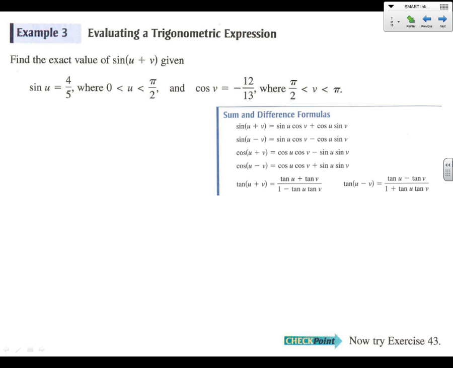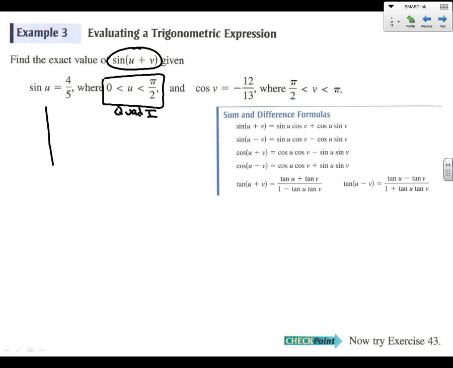All right, example 3. So now, in example 3, we're going to try to find the sine of angles u plus v, but we're not actually going to be given those angles. We're just going to know things about them. So we're going to be told that the sine of u is 4 over 5, and we're going to be in quadrant 1. That's what this is saying. We're between 0 and 90 degrees, so quadrant 1.